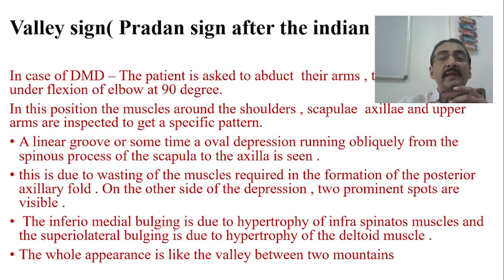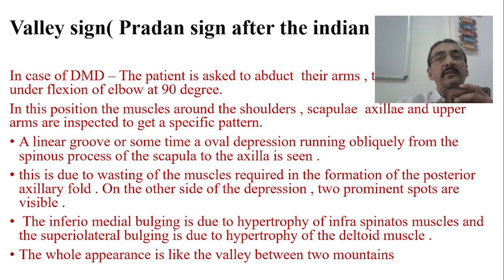On the other side of the depression, two prominent spots are visible. The inferior medial bulging is due to the hypertrophy of the infraspinatus muscle, and the superior lateral bulging is due to the hypertrophy of the deltoid muscle. So totally this gives the picture of a valley. Hypertrophy of the two muscles will be seen, along with the wasting of many muscles. The whole appearance looks like a valley between two mountains.